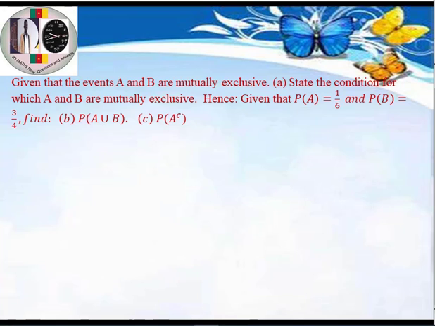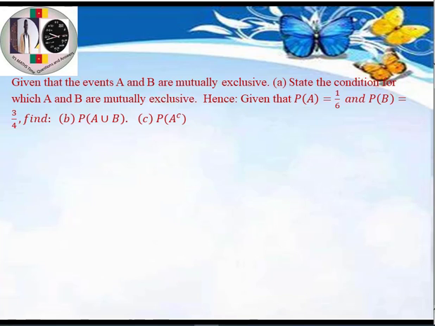Today's question is talking about probability and is taken from Cameroon GCE Board 2021 Section A Question 15. It says that given that the events A and B are mutually exclusive, (a) state the condition for which A and B are mutually exclusive. (b) Hence, given that the probability of A is 1/6 and the probability of B is 3/4, find the probability of A union B, and (c) the probability of A complement.